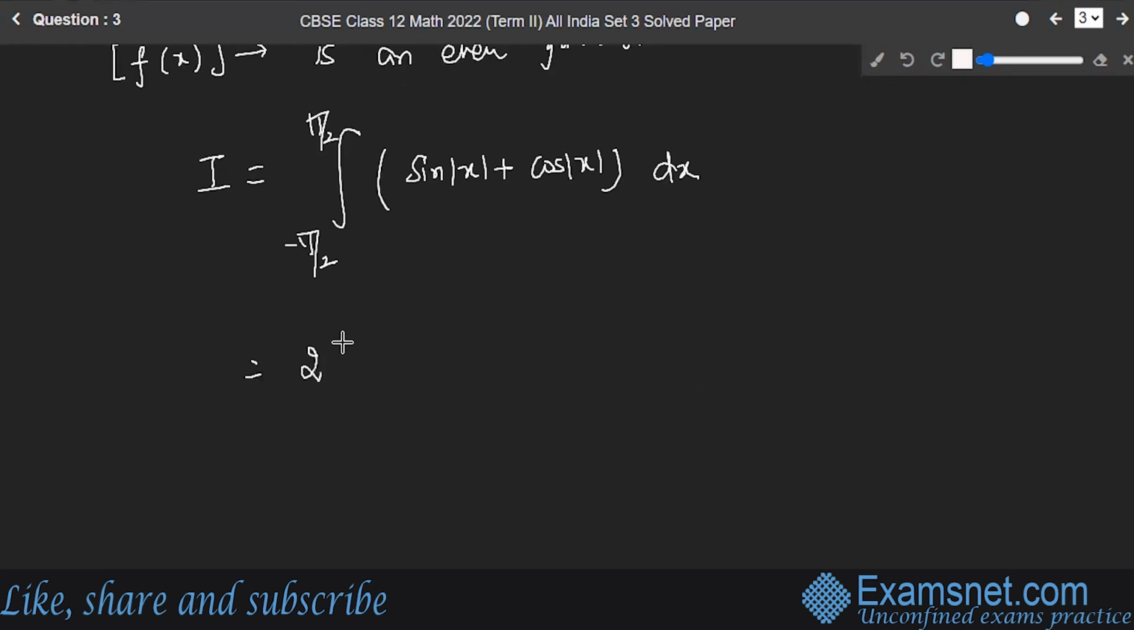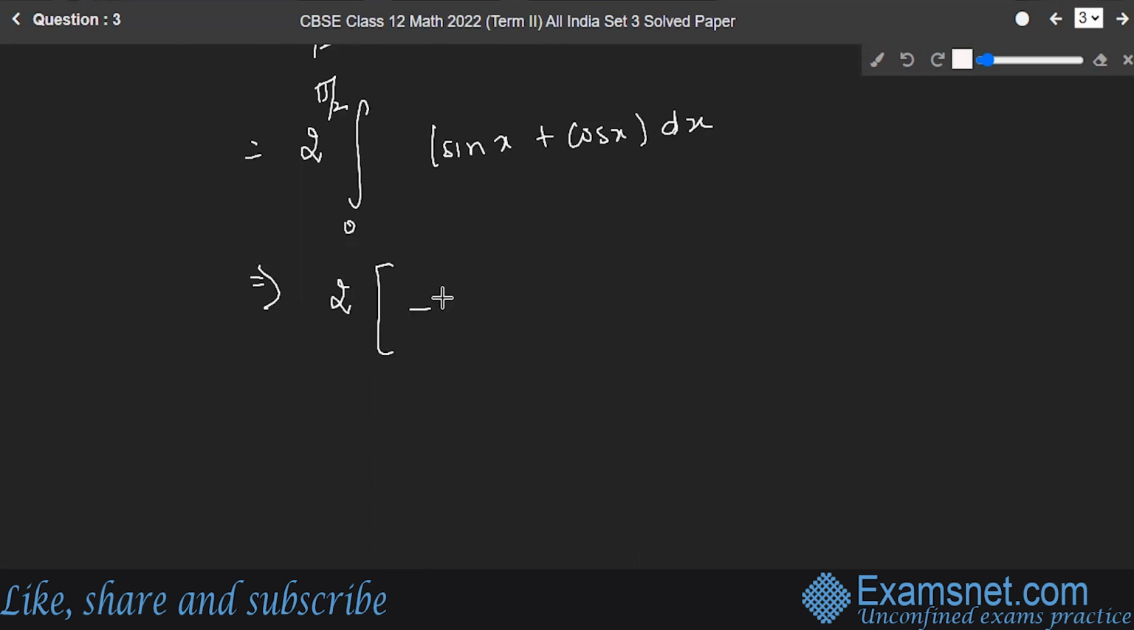This can be written as, because this is an even function, 0 to pi by 2 of sine x plus cos x dx. Now let's find the integral. So this will be 2. What is the integral of sine? It's minus cos. And what is the integral of cos? It is sine. The limits are 0 to pi by 2.